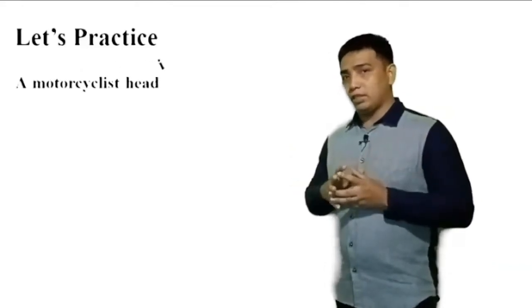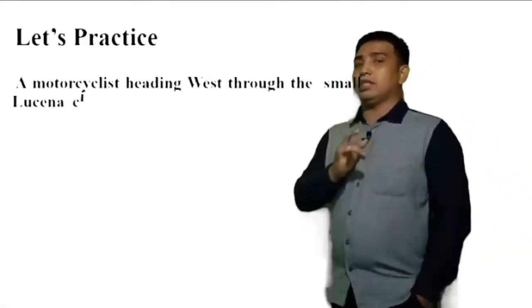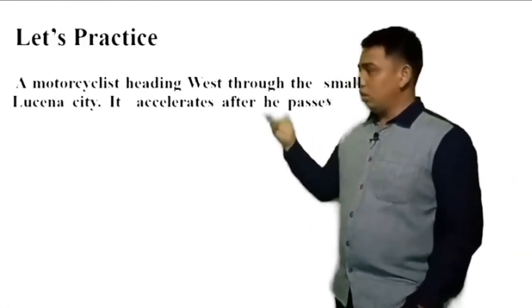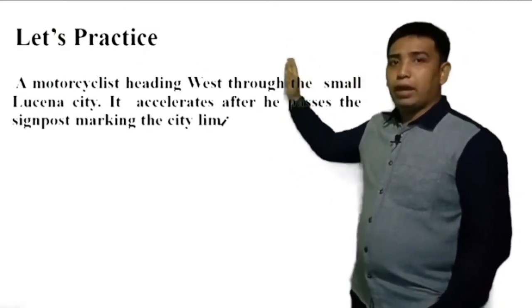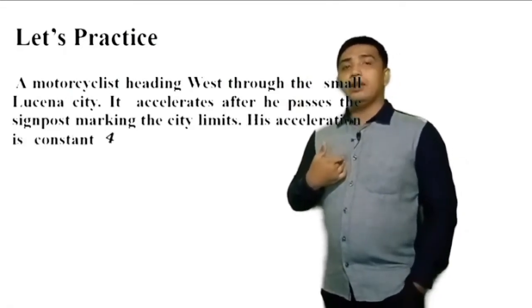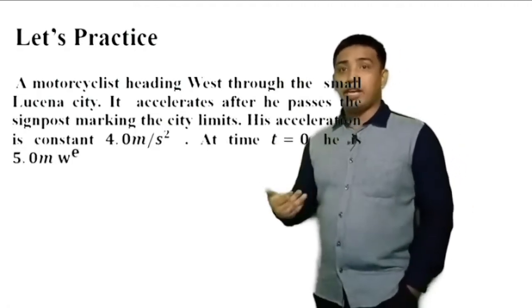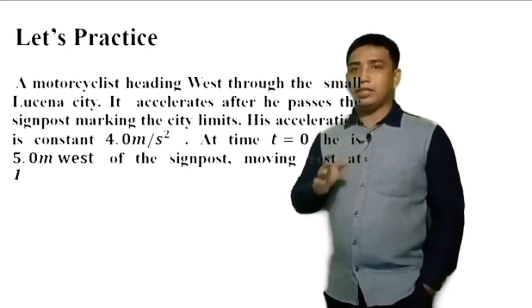Alright, so let's put these things into practice. Make sure that you have understood the things that I have discussed today. I have prepared a sample problem. Pay attention because later on you will be solving physics problems on your own. So at this point, this will serve as our practice. Pay attention and try to understand as I read the problem. So a motorcyclist is heading west through the small city called Lucena. It accelerates after it passes the signpost marking the city limits.